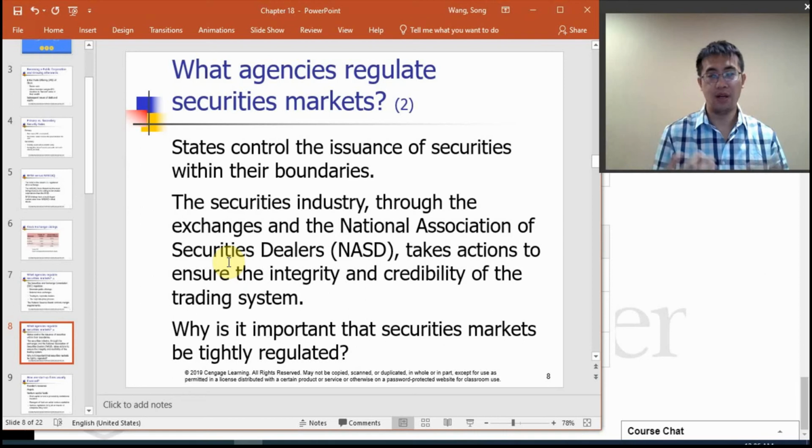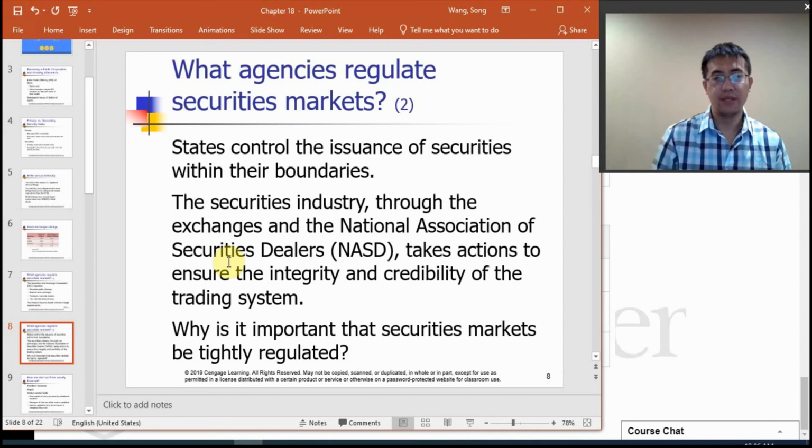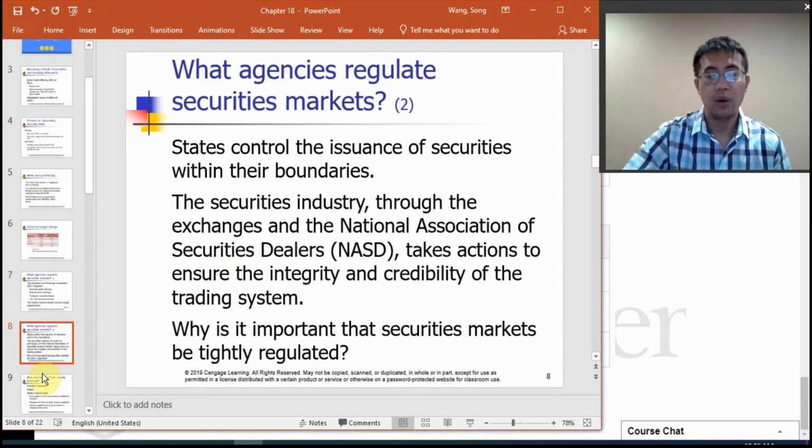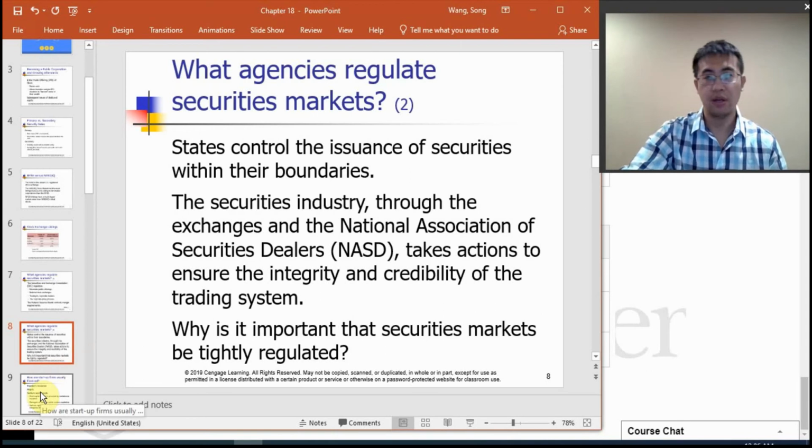So it is pretty important for the security market to be tightly regulated. Otherwise, it will become an unfair game, and people with a large amount of money would exploit the system and try to rip off the people with a small amount of investment. And what are the regulations about? Mainly about manipulation and insider trading. These are the two major ways to unfairly gain advantage in stock trading.